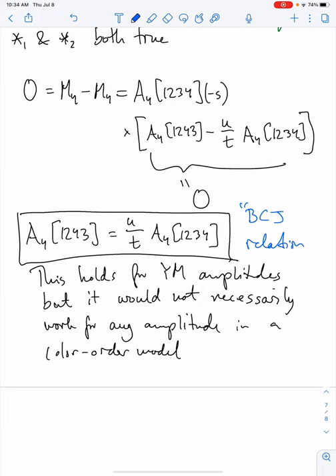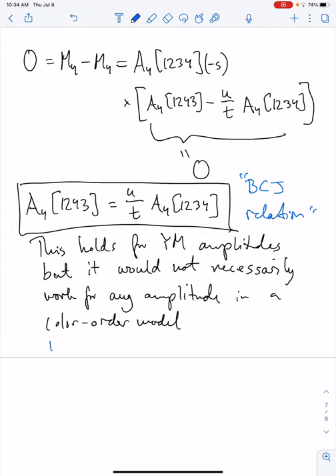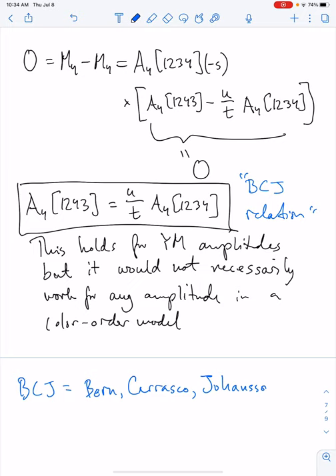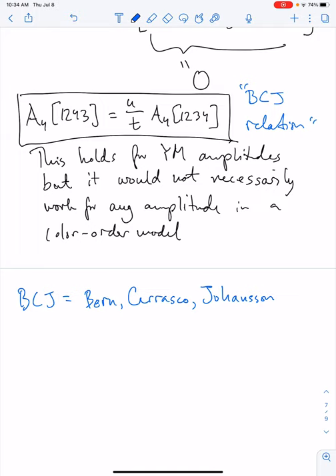B, C, and J stands here for Bern, Carrasco, and Johansson, who studied the double copy in a different form, which is known as color kinematic duality. And you'll hear more about that in the lectures by Donal O'Connell.